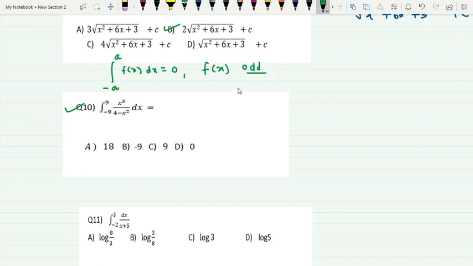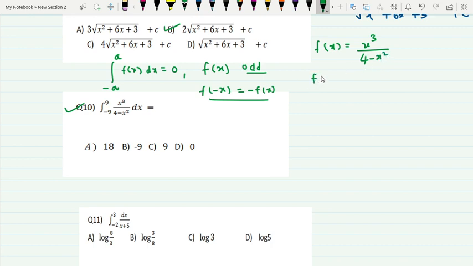X is an odd function. How we identify it: if f of minus x is equal to minus f of x, then it is an odd function. Here, what is our f of x? It is x cube upon 4 minus x square.